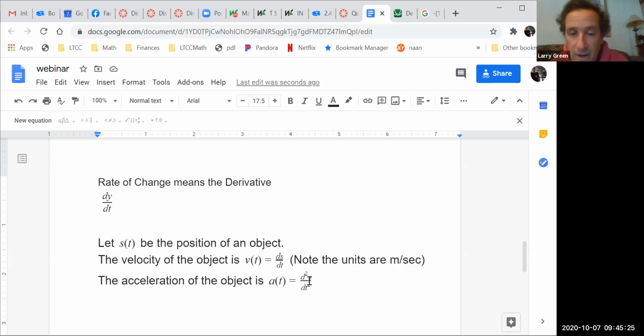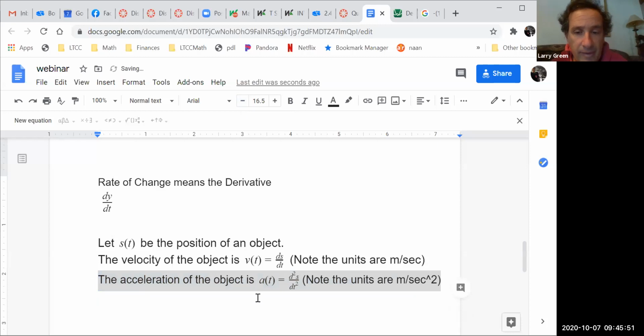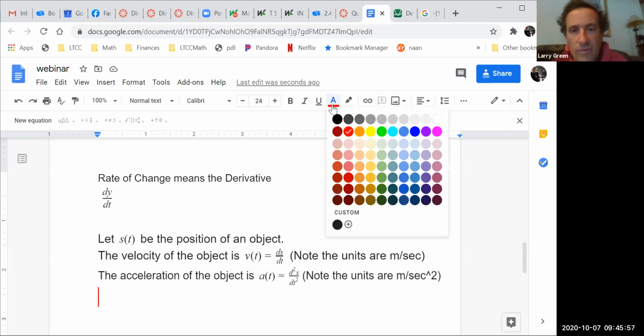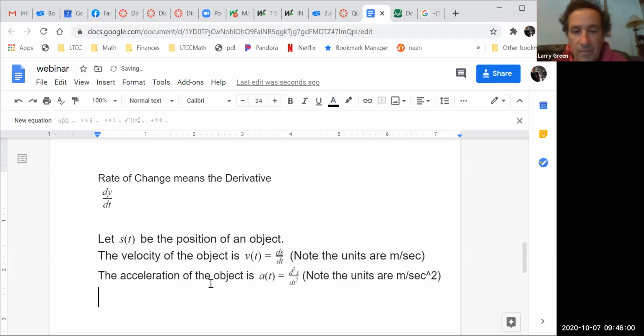Notice d doesn't have units, so d squared doesn't have units. S is in meters. So meters on the top. And the bottom is t squared, and that's seconds squared. Any questions on that? Any questions at all? Okay, so if we know the position, we can find the velocity and we can find the acceleration.